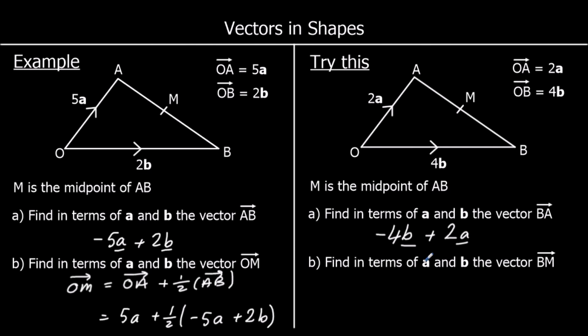Part b, we're going from B to M. So B to M is half of B to A. We've already worked out B to A, so we just need to half it. So half of our last answer, so minus 2b plus a.